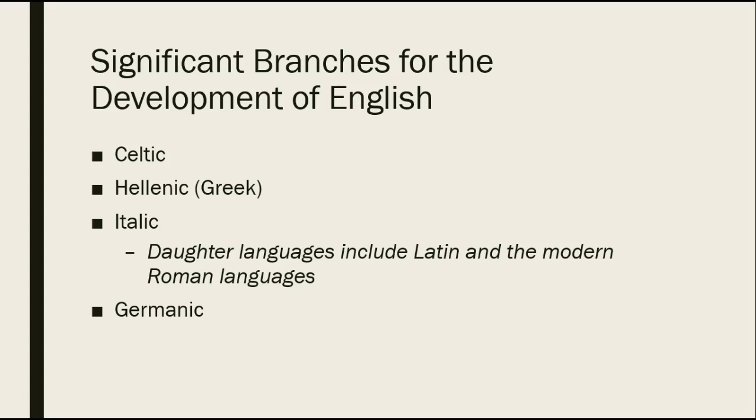Okay, and so finally we have Germanic. So Germanic is the closest relative of English in the Indo-European family. As we saw on the family tree last slide, technically English is on the Germanic branch. Now, Germanic is not the same as German. German is also on the Germanic branch, but it's not the same as Germanic.